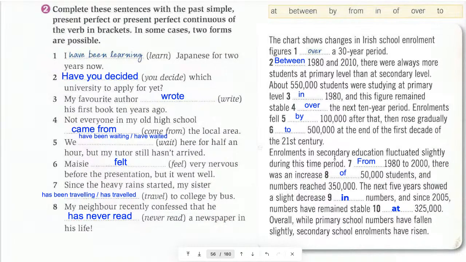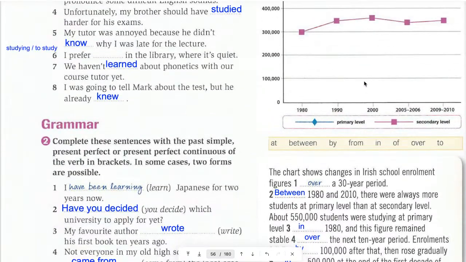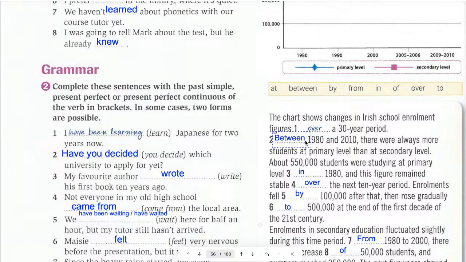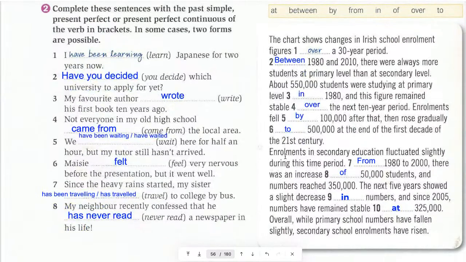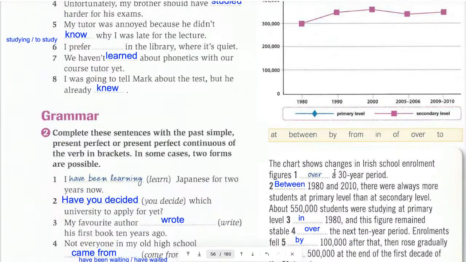Okay, so they kind of separate the overview. But actually, when you do writing, you can combine them together. You can put everything inside one overview paragraph. Got it? Yeah, so you can combine these two sentences. Between 1980 and 2010, there were always more students at primary level than at secondary level. And enrollments in secondary education fluctuated slightly during this time period. So you can combine those two overview sentences together in one big overall paragraph. Yeah, so that is the overview.